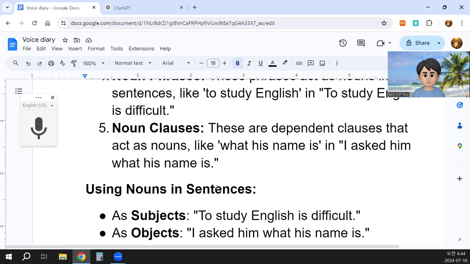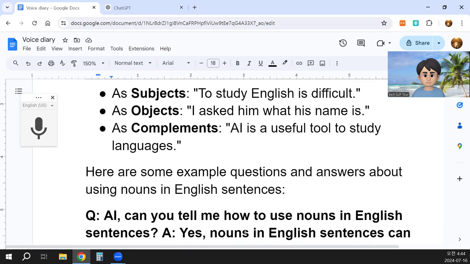Using nouns in a sentence. As subject: to study English is difficult. As object: I asked him what his name is. As complement: AI is a useful tool to study languages. AI is a useful tool. AI is a tool.